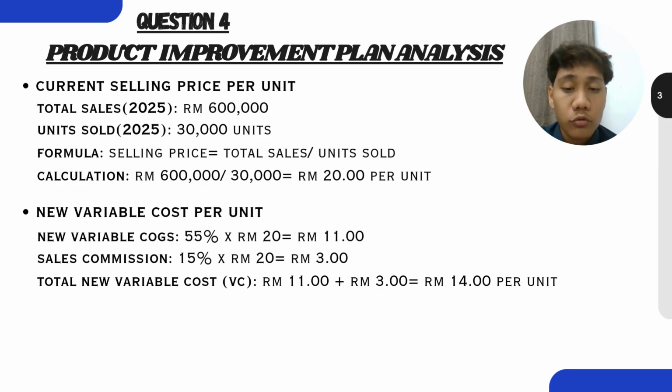So step 2, we need to calculate the new cost per unit. First, production cost, COGS, 55% of the price. So the calculation is 0.55 times RM20 equals RM11. Second, sales commission, 15% of the price. So the calculation is 0.15 times RM20 equals RM3. So the total new cost is RM11 plus RM3 equals RM14. It costs us RM14 to make and sell one unit.